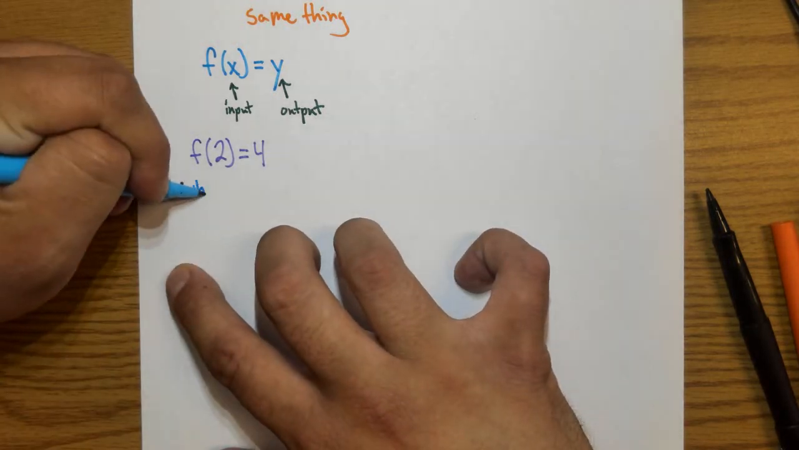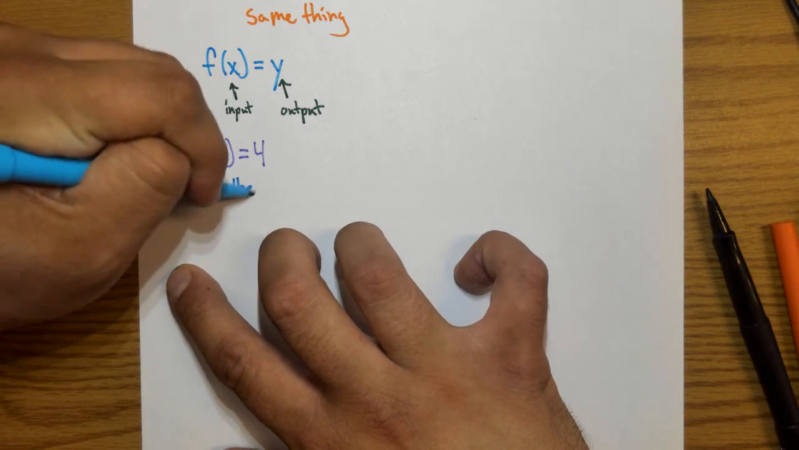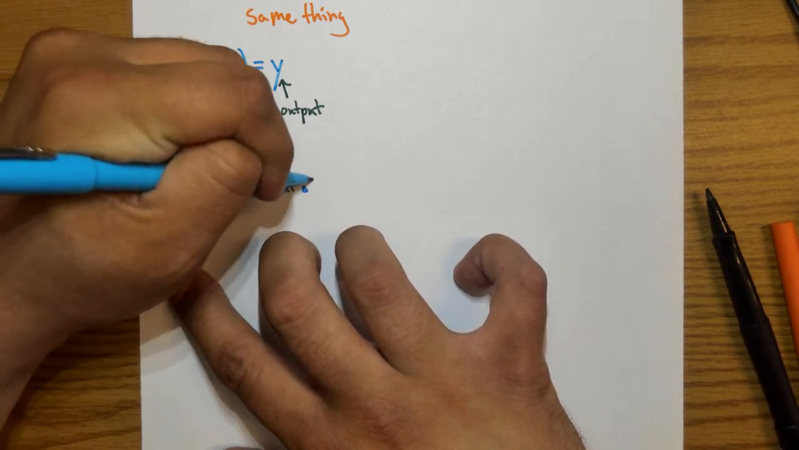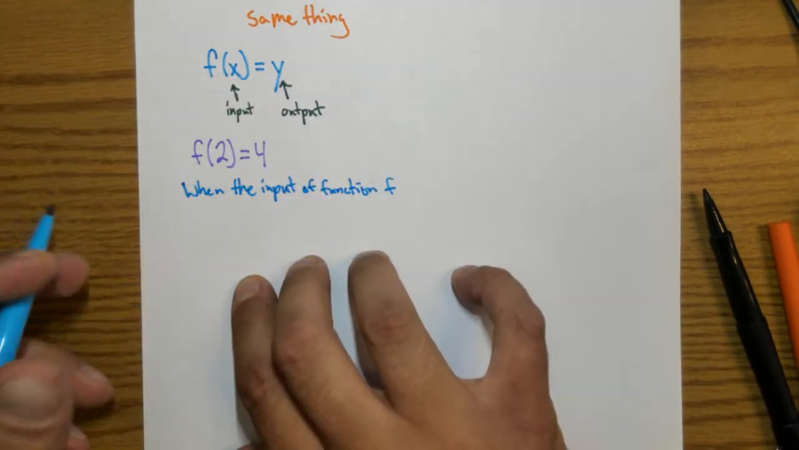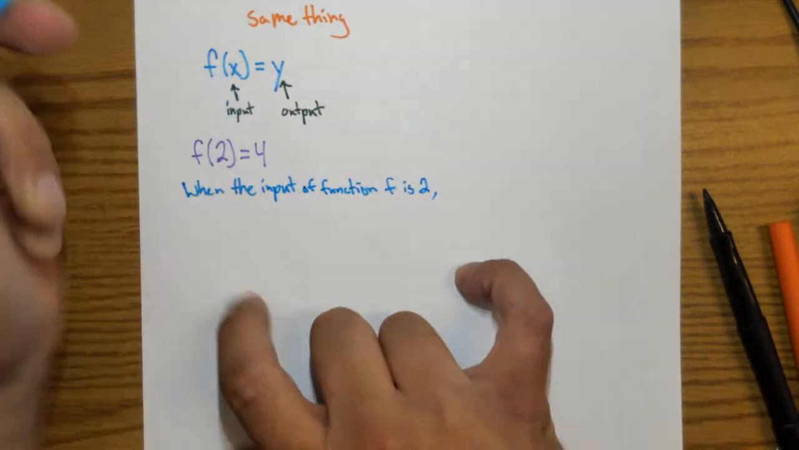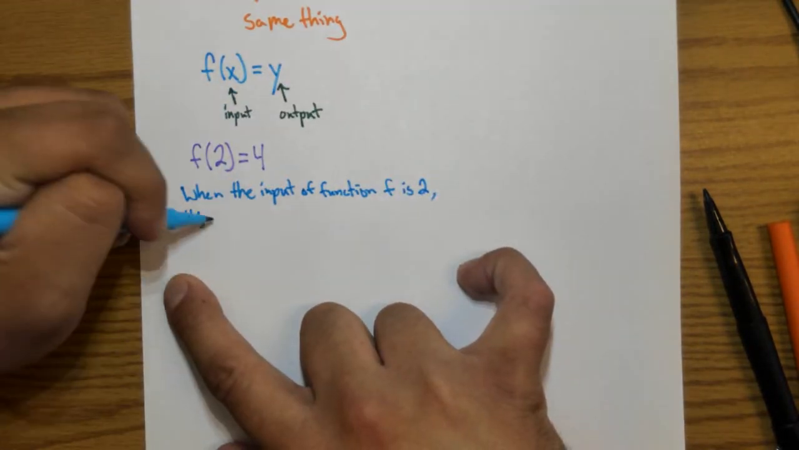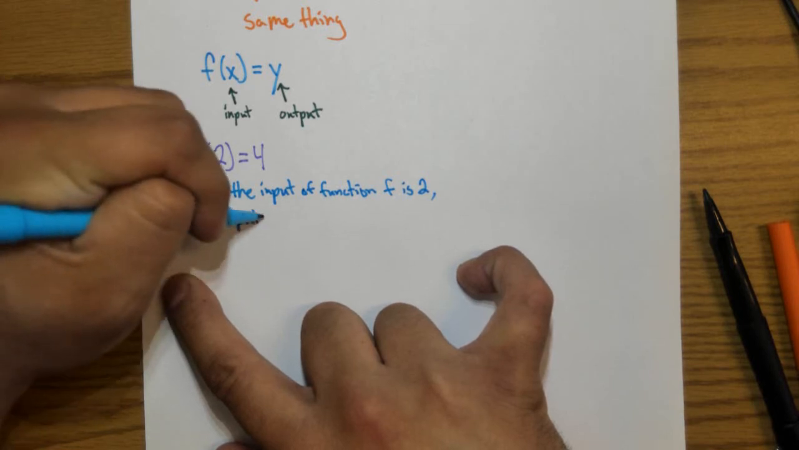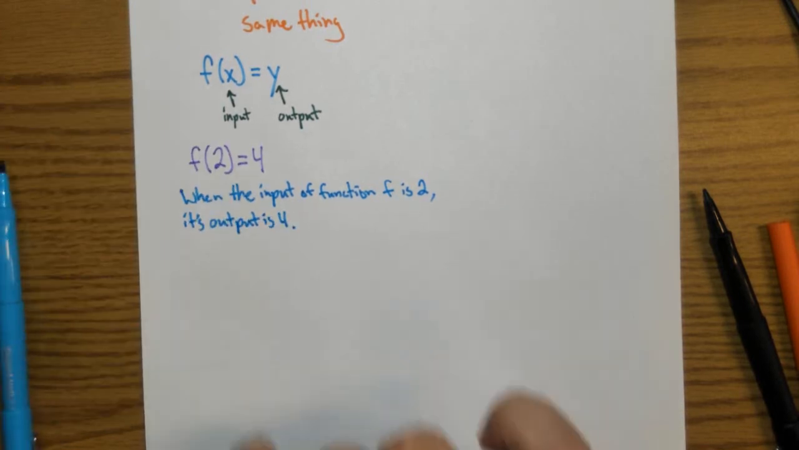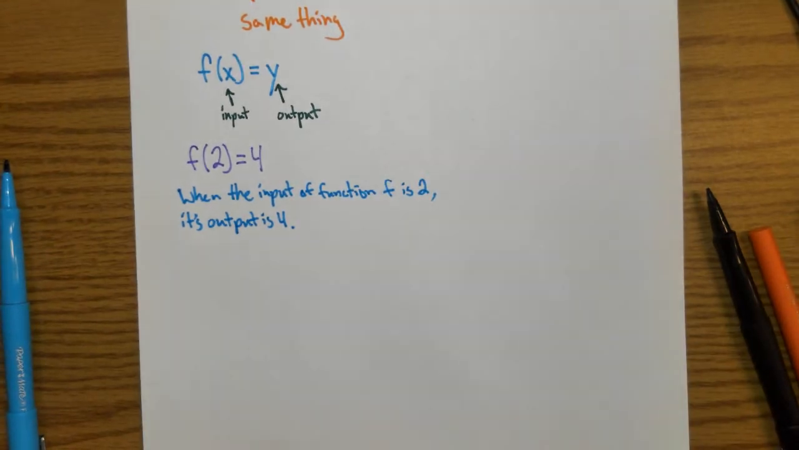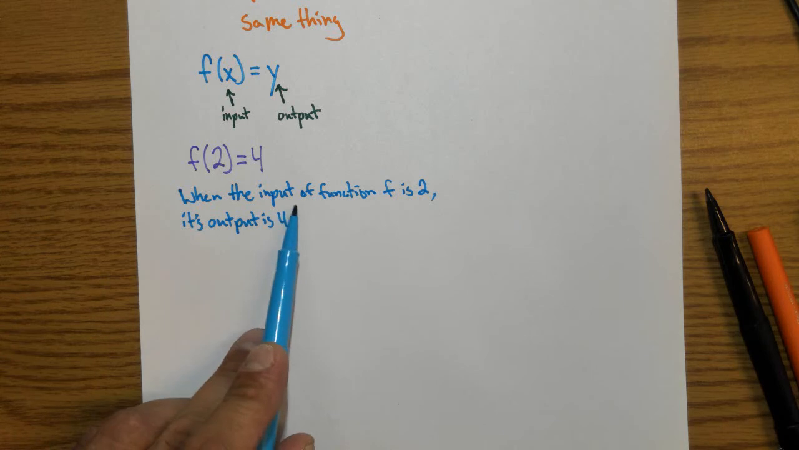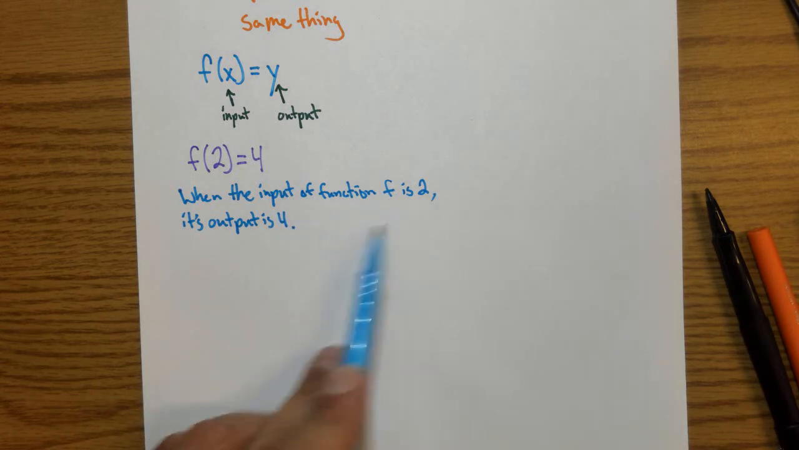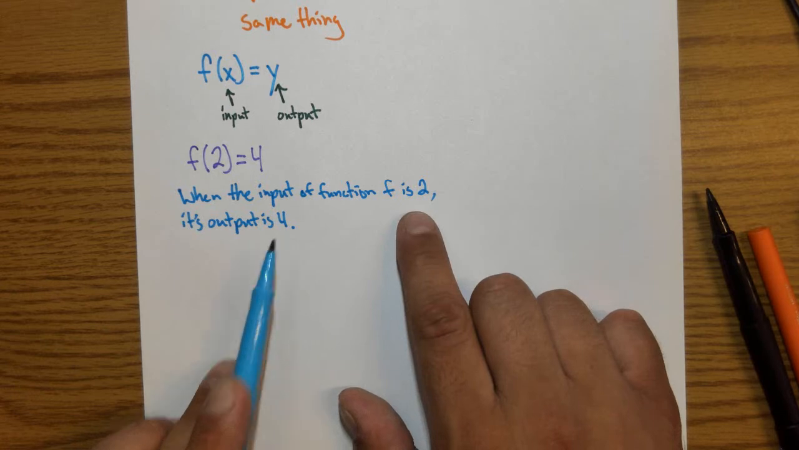So when the input of function f is 2, its output is 4. Likewise, if I were to have its inverse, we would say that the input of the inverse of function f is 2, its output is, or it would switch. Here, I will show you.